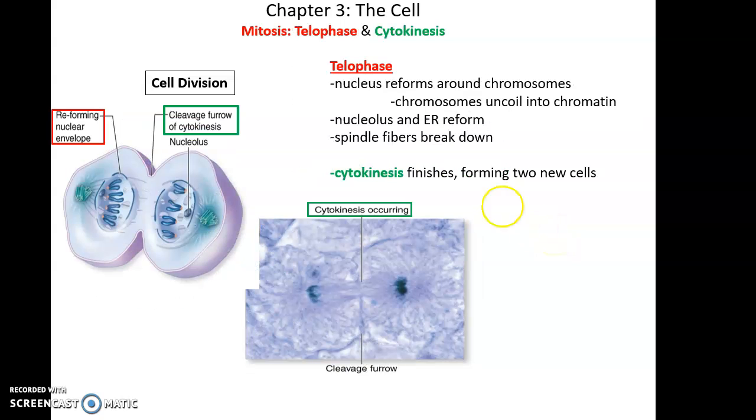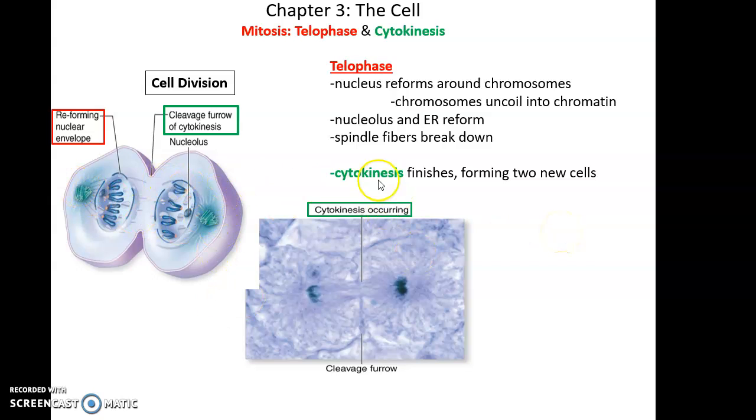The final phase of mitosis is telophase. During telophase, the chromosomes reach the opposite sides of the cells. The nucleus will begin to reform around those chromosomes. As the nucleus reforms, the chromosomes will start to uncoil and become chromatin again. As the process continues, the nucleolus will reform, the endoplasmic reticulums will reform, and the spindle fibers will break down because they're no longer needed.